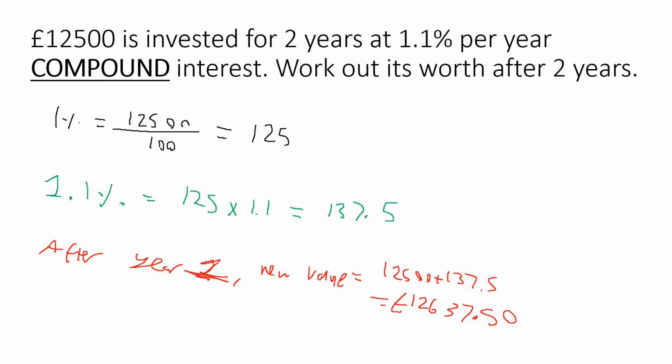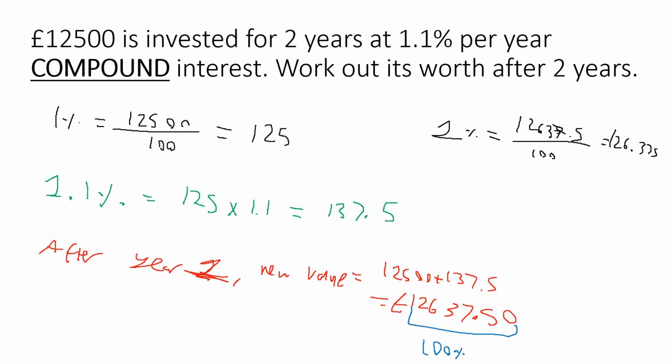£12,637.50. However, this is after year 1. We need to do the same thing for the second year. So this is now my new 100%. So now 1% is going to equal 12,637.5 all divided by 100, which is equal to 126.375.